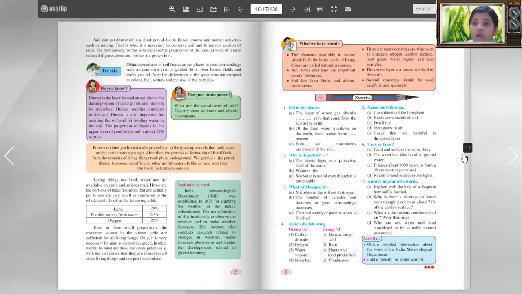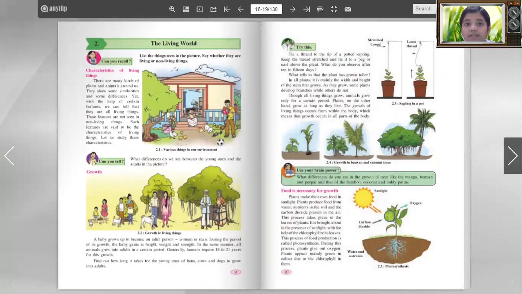So, friends, our today's reading is over, and in the next video, we are going to read the second chapter of the 6th standard EVS textbook, that is the living world.